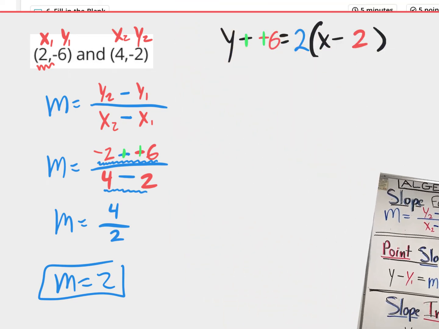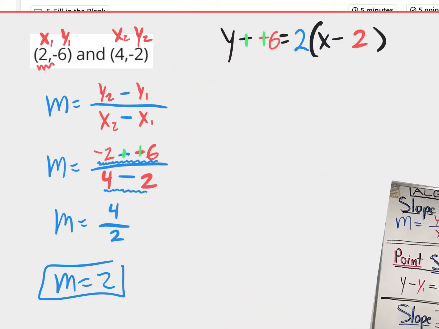So let's do that. Let's distribute that slope. So that's really a 2 times x, that's 2x. 2 times -2, that's a -4. Bring down the equal sign, bring down the y plus 6. Now it's almost in slope-intercept form. All I need to do is get y by itself. I don't want this plus 6. I'm going to do the opposite of plus 6, which is -6. What you do to one side, you must do to the other. You're going to subtract 6 from the other number.